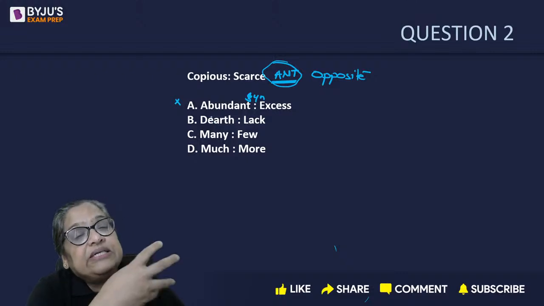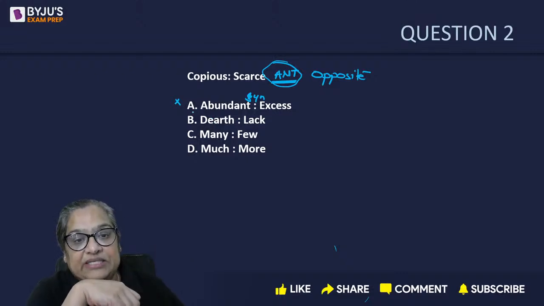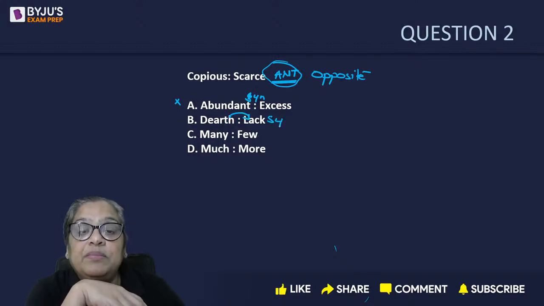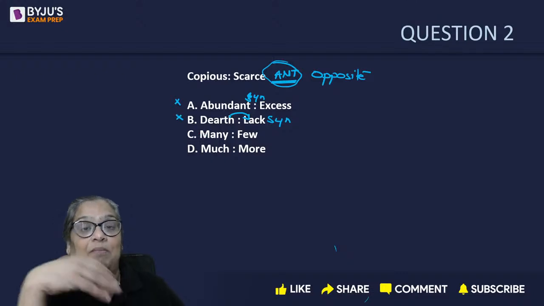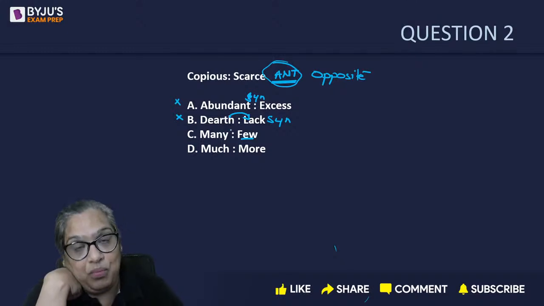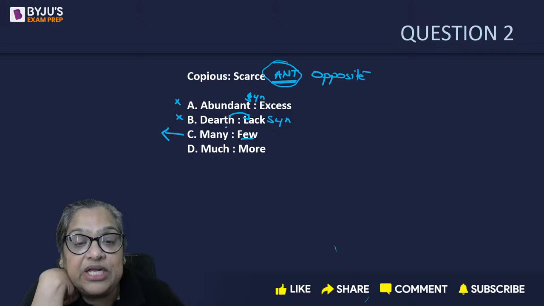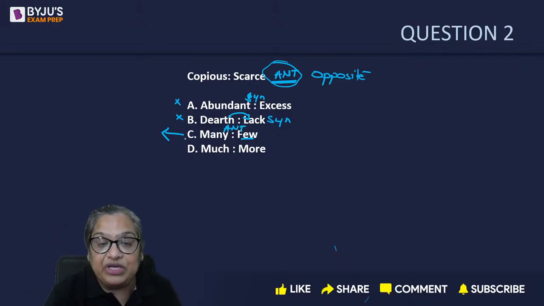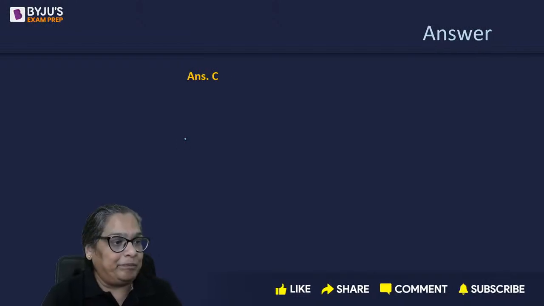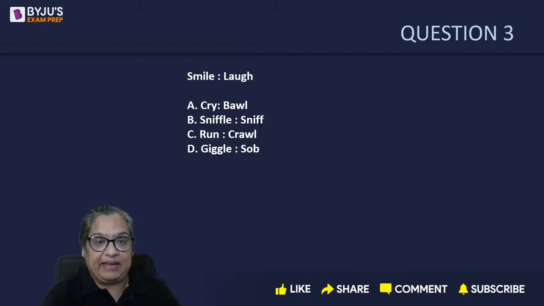Dearth. There is a dearth of talent in this place. There is no dearth of talent. Dearth means lack. Therefore, this is also synonymous. We want something which is opposite, so this also doesn't work. Many, bahut jyada, few, bahut kam. Therefore, this is correct. One is the opposite of the other. Therefore, the correct answer obviously is C. Alright, understood? Okay, let's go to the next pair.